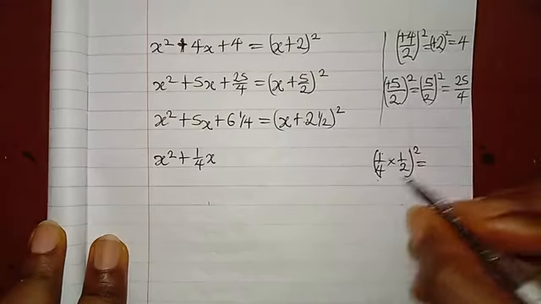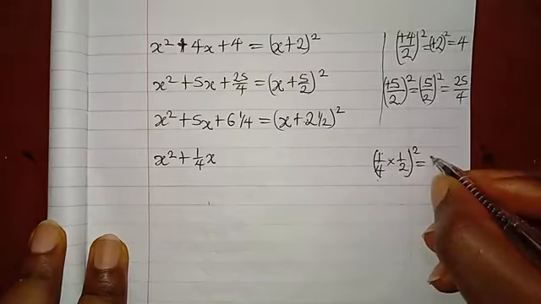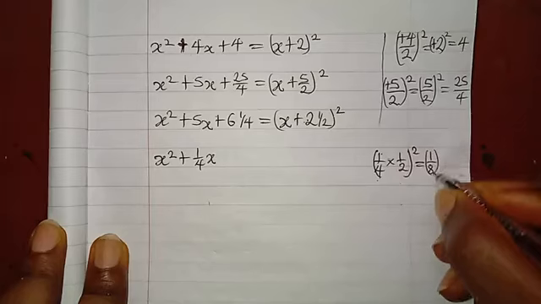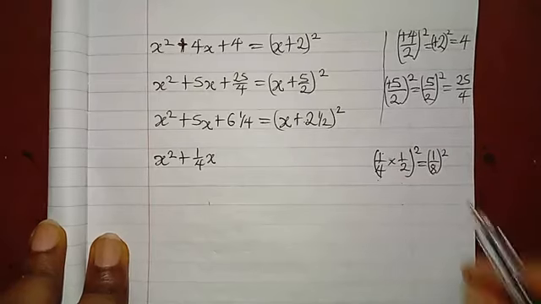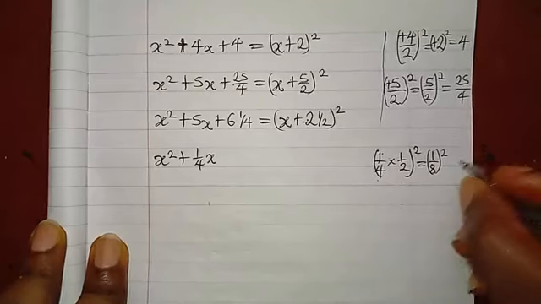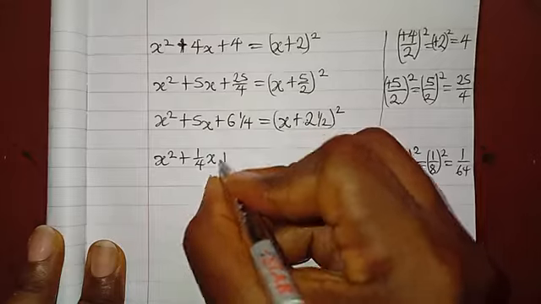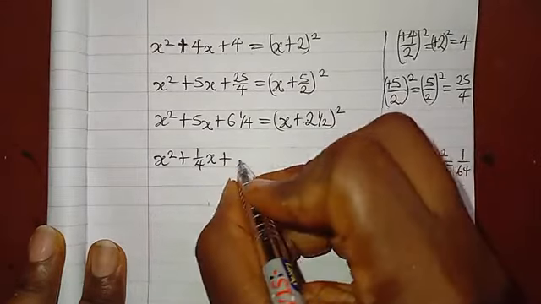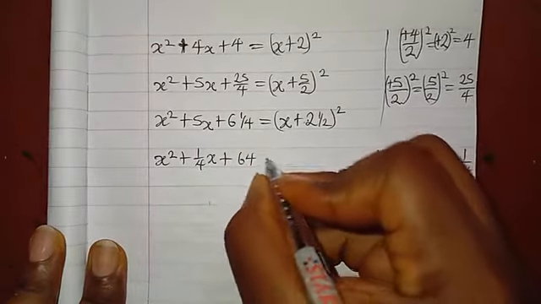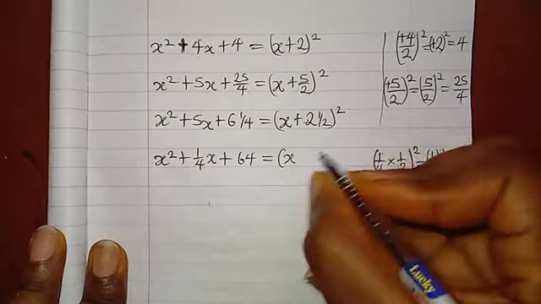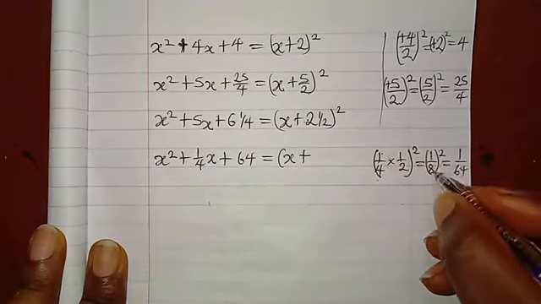So we have 1 times 1 is 1, 4 times 2 is 8. So this is what we are going to square up. This is the half of this 1 over 4. We square it to get 1 over 64. So what we add to this part of the equation to make it a perfect square is actually 1 over 64. And the perfect square would look like this: x plus 1 over 8, squared.